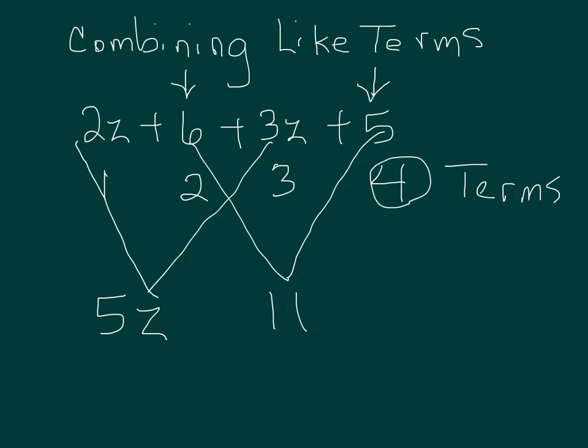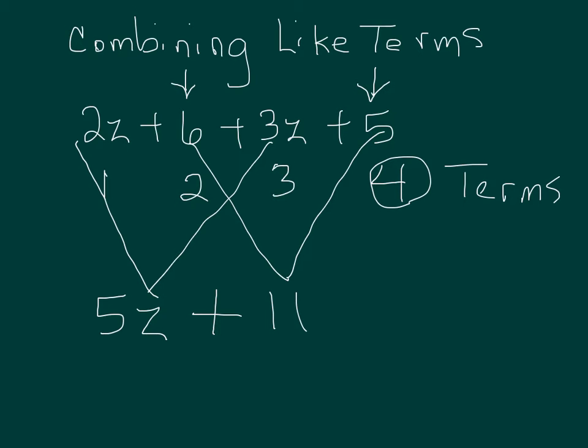They're both positive, so we're going to add them. 5 z's are positive. The 6 and 5 are both positive. Our combined expression is 5z plus 11. We've combined the like terms.